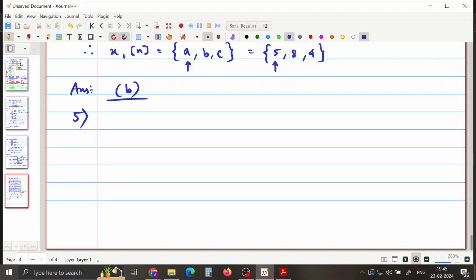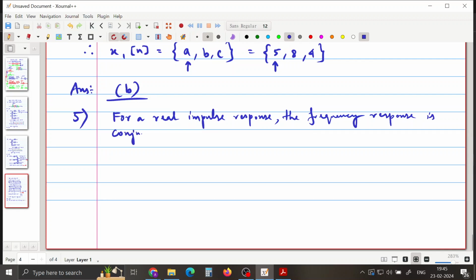The main thing to remember is that for a real impulse response, the frequency response is conjugate symmetric. So I'll just write it. For a real impulse response, the frequency response is conjugate symmetric.